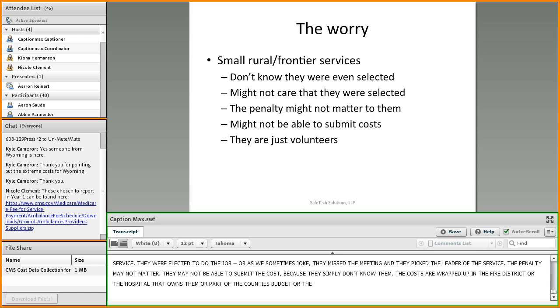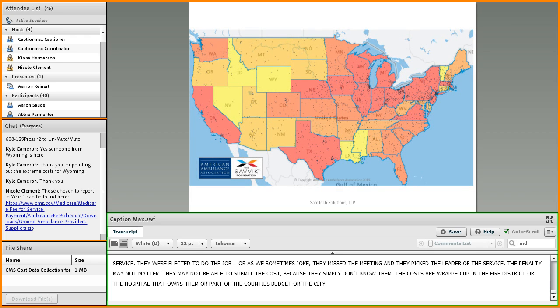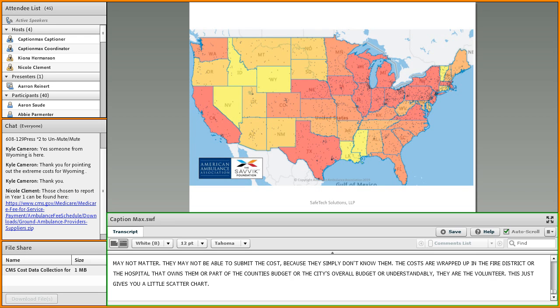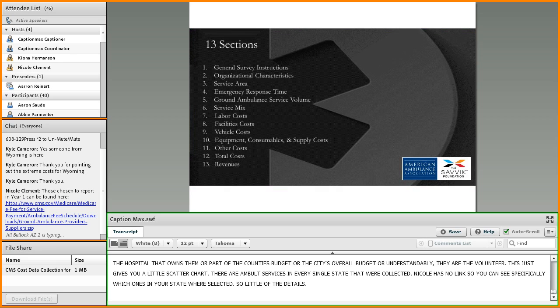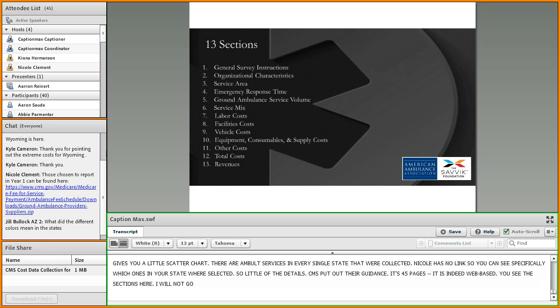To collect these costs may be one more burden in addition to everything else they're asked to do when they volunteered to be the leader of this ambulance service, or they were elected to do the job, or as we sometimes joke, they missed the meeting when they picked the leader of the service. The penalty may not matter. They might not be able to submit the costs because they simply don't know them. Their costs are wrapped up in the fire district or the hospital that owns them, or part of the county's budget or the city's overall budget, or understandably, they're the volunteer.